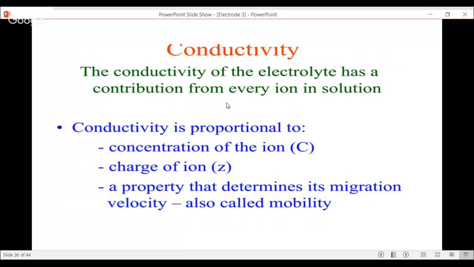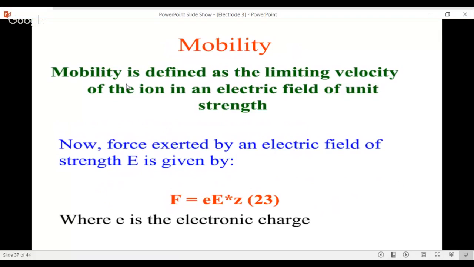The conductivity of an electrolyte has a contribution from every ion in solution. Conductivity is proportional to the concentration of the ion C, the charge on the ion Z, and a property that determines its migration velocity, called the mobility. Okay, these are all very intricate things. That is why we are spending time here. Mobility is defined as the limiting velocity of an ion in an electric field of unit field strength. Okay, for example, if you take me, I can have a mobility of so many miles per hour or so many miles per second or something like that.